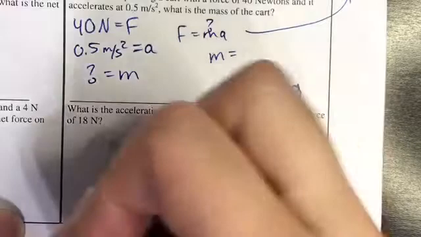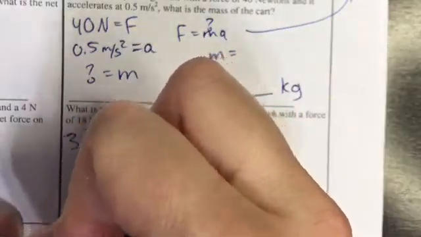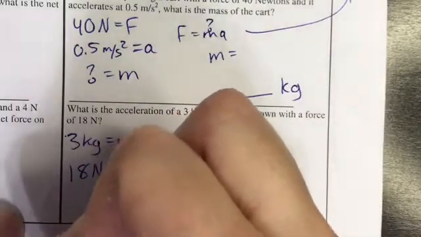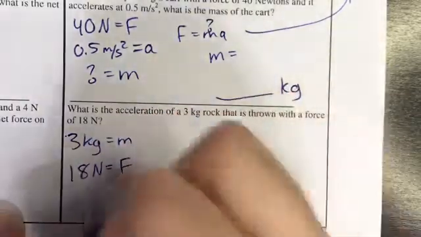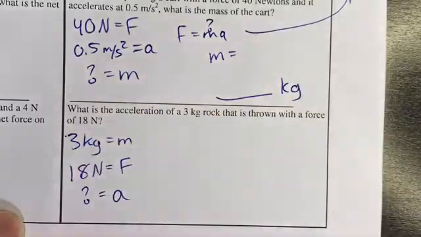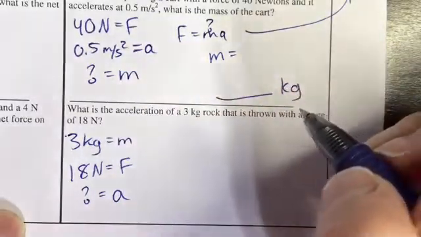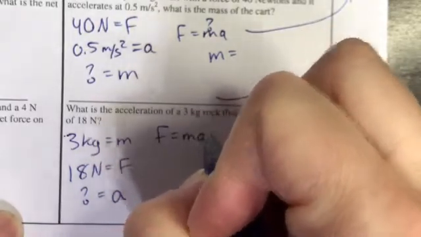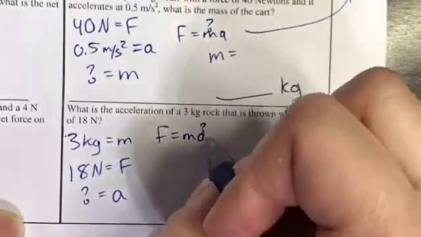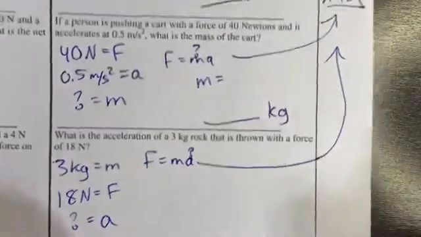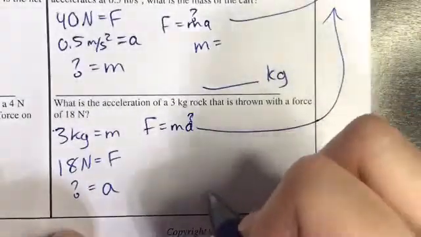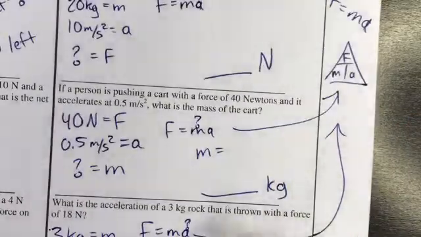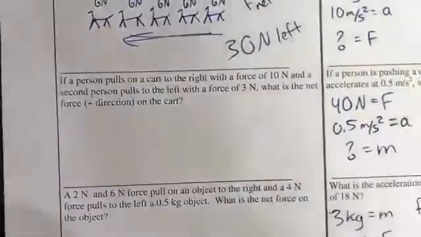Okay, what is acceleration? 3 kilogram rock, kilograms measures mass, that is thrown with a force of 18 newtons. 18 newtons is the force. Question is asking for the acceleration. F equals ma. If a is the question, we do need to rearrange the formula. So again, refer to your magic triangle right there. And remember that the units of measure for acceleration are meters per second squared. Be sure to show your answers with each of those. Calculate them out, show your answers.